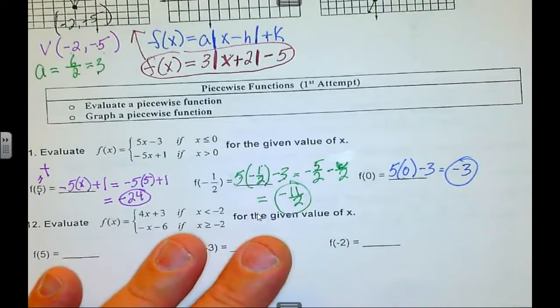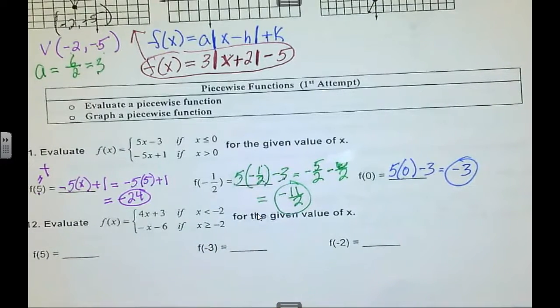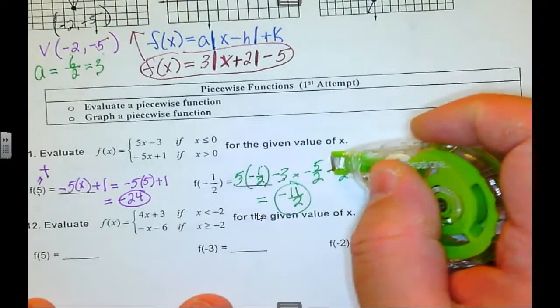Uh-oh. My thing's out of shape. Never fear. We have extra whiteout. We don't have red pens, but we have extra whiteout.